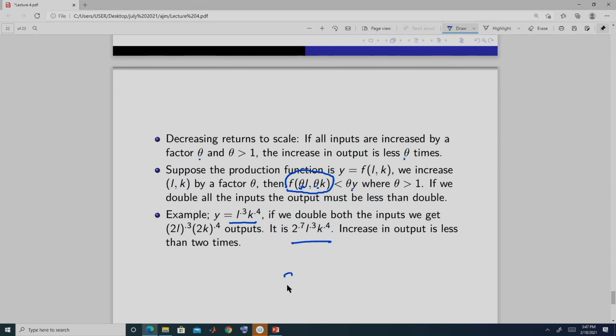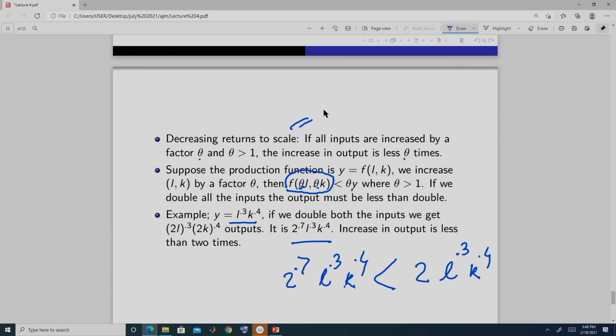So, this 2 to the power 0.7, L to the power 0.3, K to the power 0.4 is actually less than 2 times the original output. So, output has not doubled, it is something less than double. It has definitely increased, but it is less than double. So, this is decreasing returns to scale.